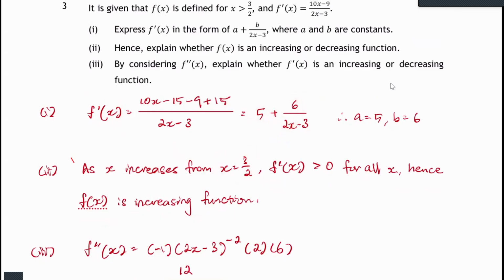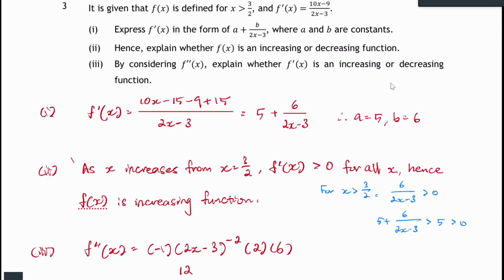Can? If you want to analyze it very methodically, we can say that for x more than 3 over 2, this is positive. Therefore, 5 plus that will be more than 5, which is clearly positive. Okay, that's another way you can explain it. Therefore, if the gradient is always positive, fx is an always increasing function.